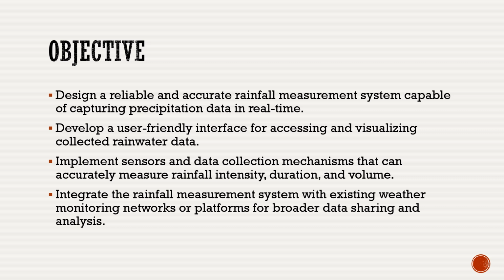Moving on to the objectives, we are trying to design a reliable and accurate rainfall measurement system capable of capturing precipitation data in real time, develop a user-friendly interface for accessing and visualizing collected rainwater data, implement sensors and data collection mechanism that can accurately measure rainfall intensity, duration, and volume. Integrate the rainfall measurement system with existing weather monitoring networks or platforms for broader data sharing and analysis.